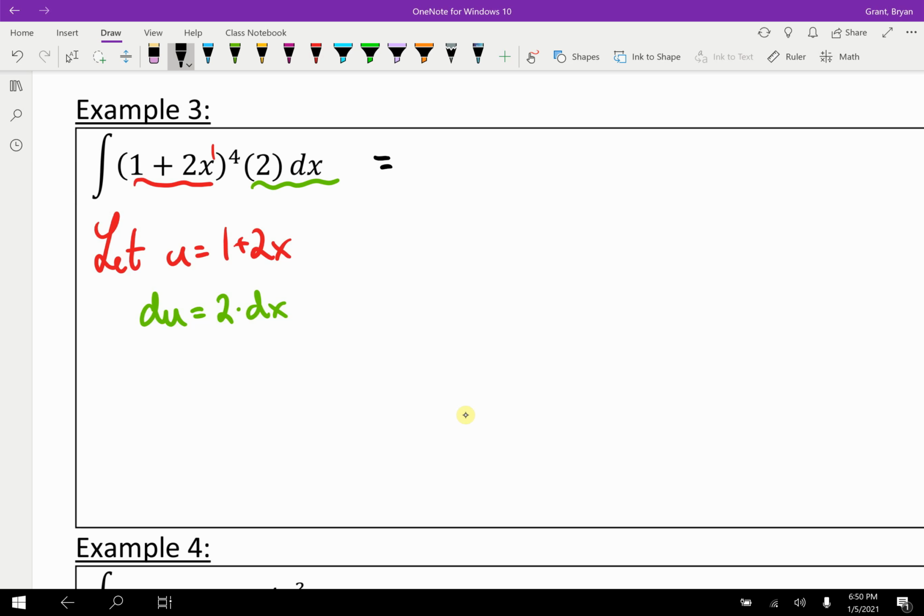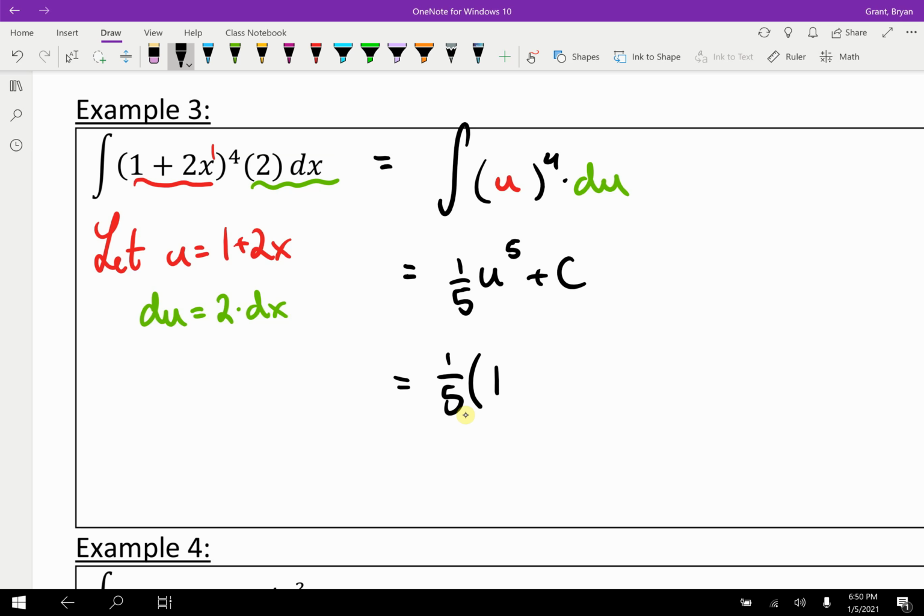So let's go ahead and work this integral. So we're going to go u to the 4th power times, let's see, 2 dx becomes du. Okay, antiderivative, we got this. Add 1 to the power, offset the power, plus c, and then replace your u substitution. 1 plus 2x to the 5th plus c, and we are good.